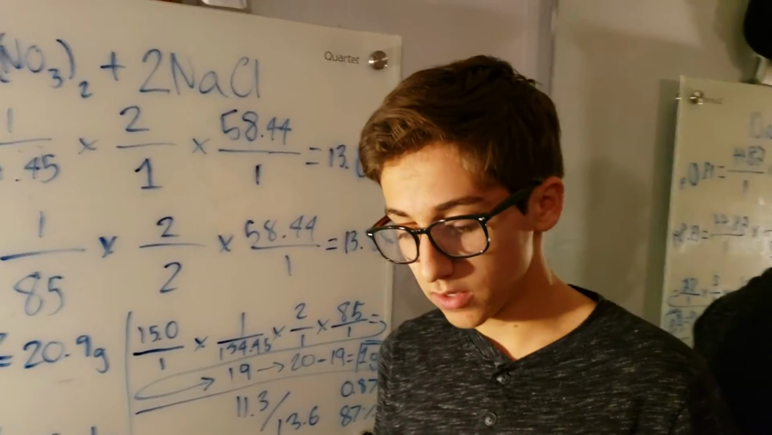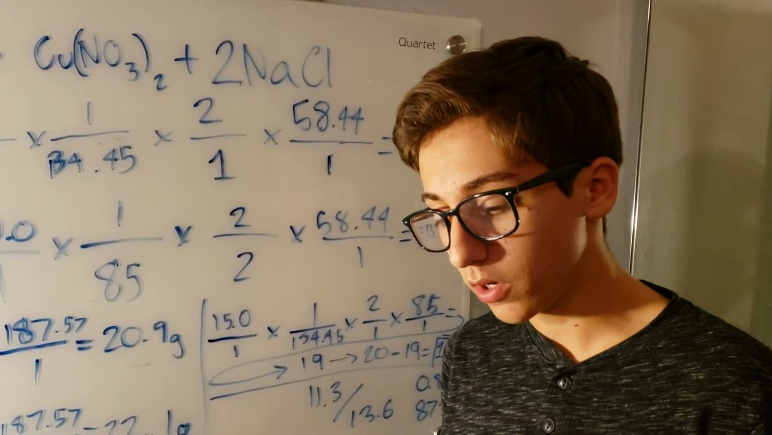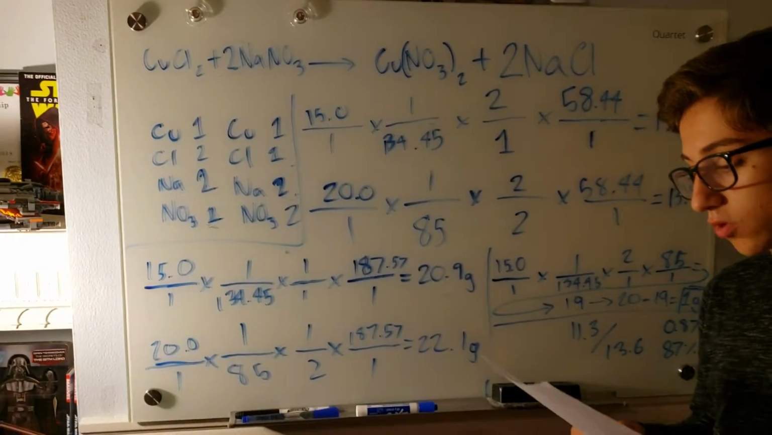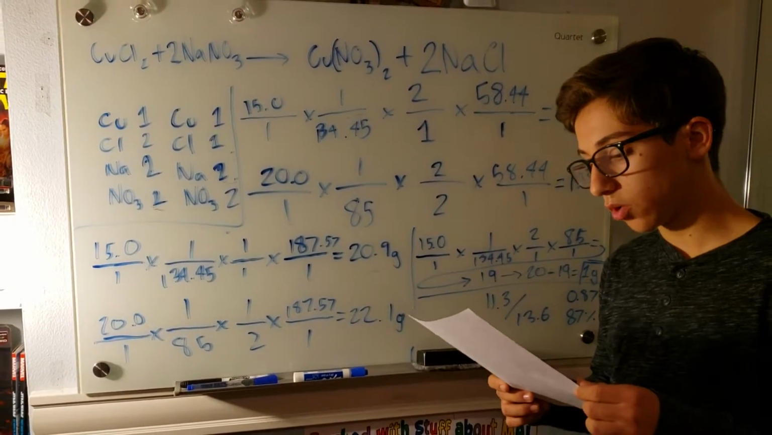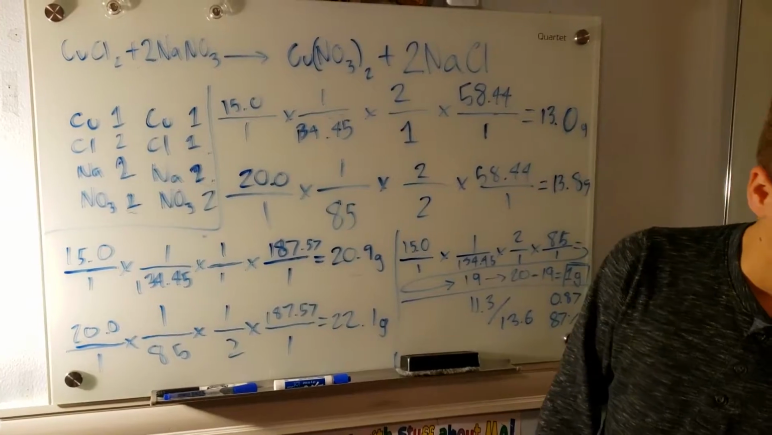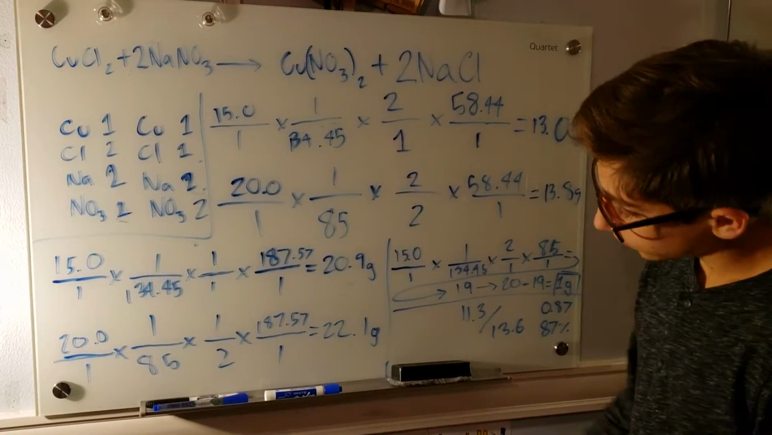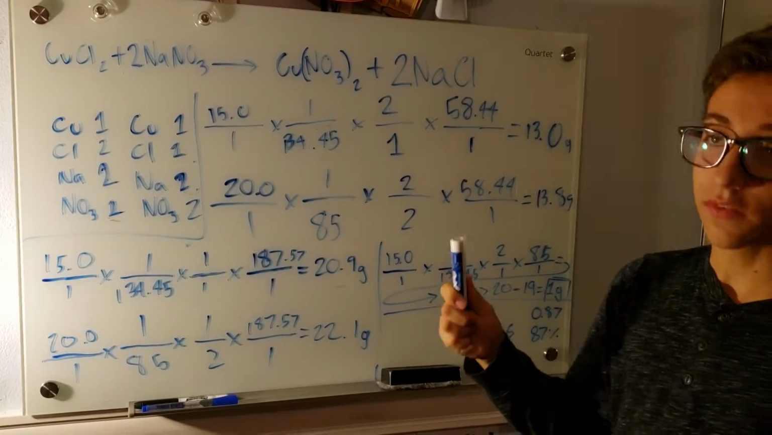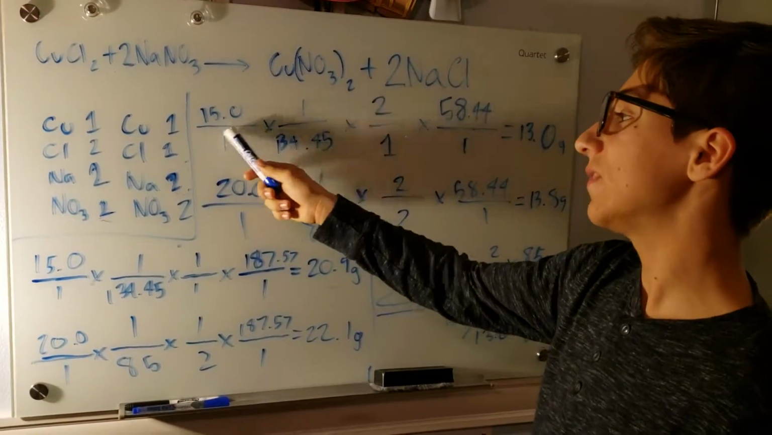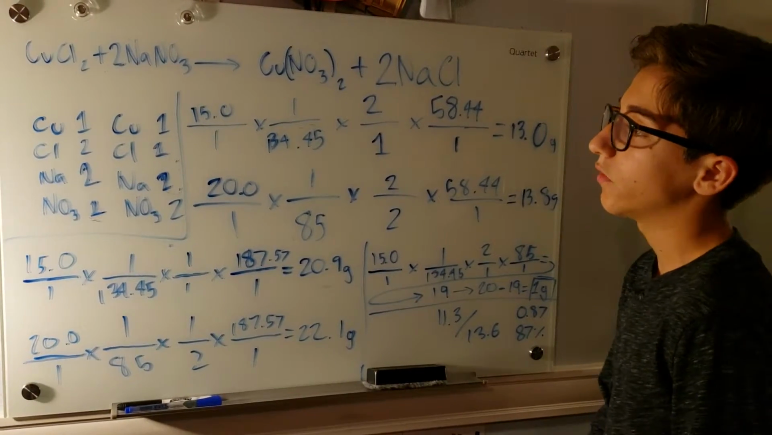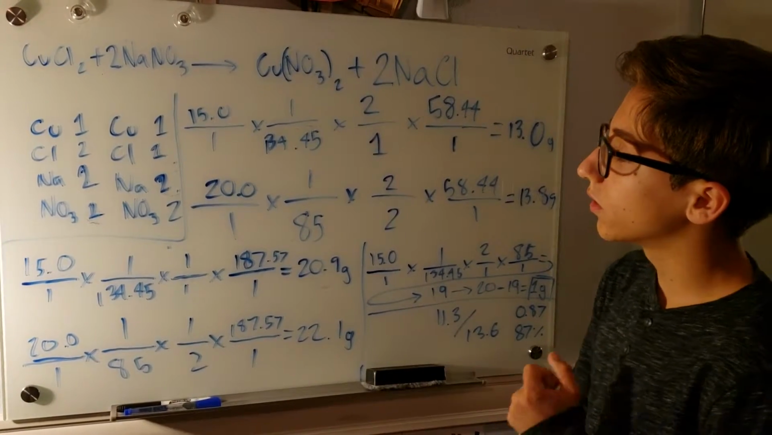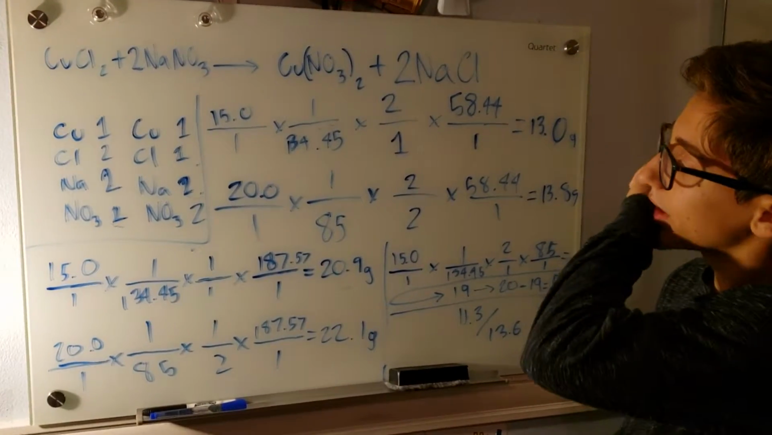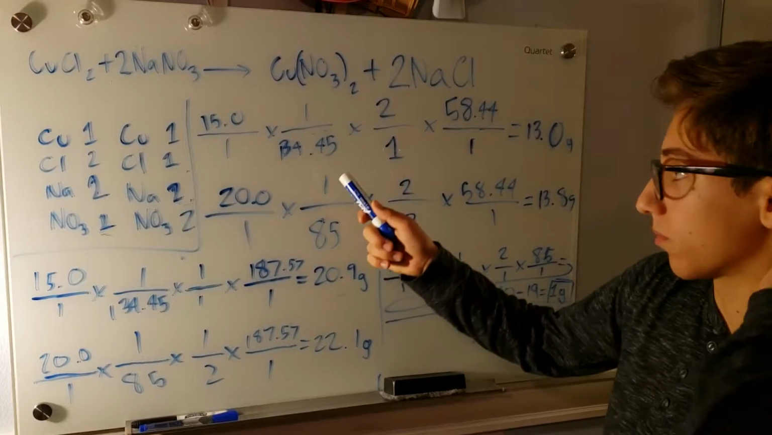Part B asks us, if 15.0 grams of copper 2 chloride reacts with 20.0 grams of sodium nitrate, how much sodium chloride can be formed? So we're going to start here with the grams that were given for copper chloride. We were given 15.0 grams of copper chloride. So what we're going to do is divide it by the molar mass.